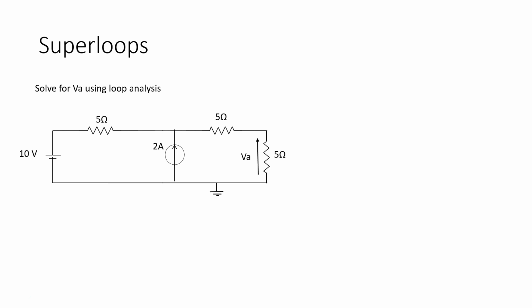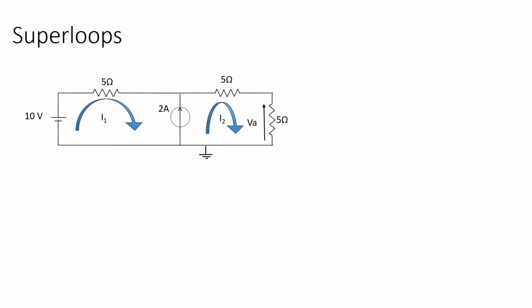So let's look at another question now. It's the same problem except I've shifted the 2 amp source to the middle. So if we draw the current arrows in to begin with, so I've taken now I1 and I2. This time I've put both of them in the clockwise direction. So if I draw them like this, what you'll notice is that this 2 amp source is shared, is a combination of both currents. So the 2 amp source here is actually I2, which is in the same direction, minus I1.